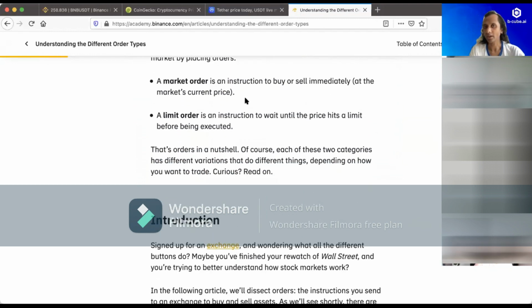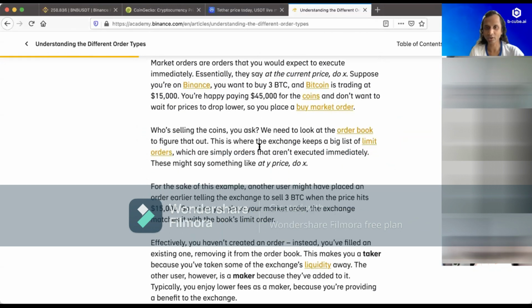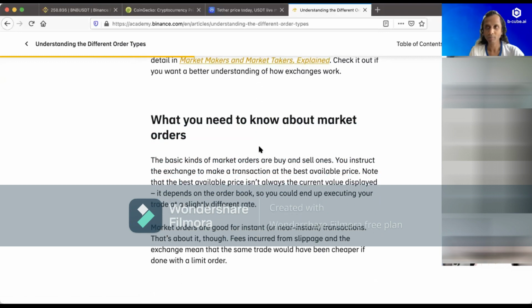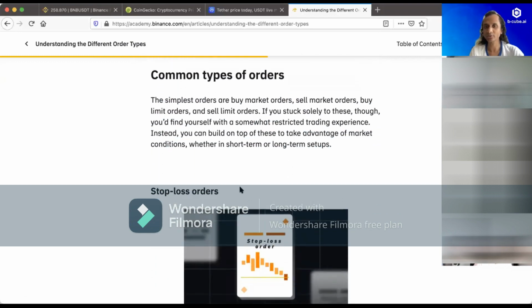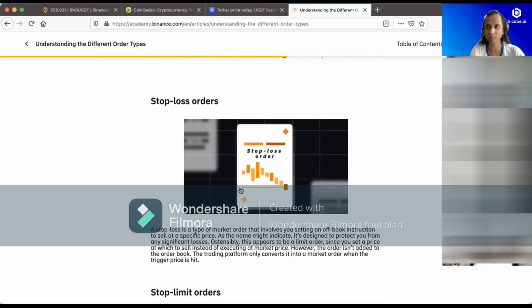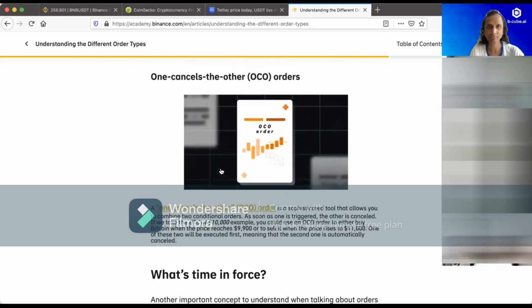They explain what a market order is, what a limit order is, what we discussed now, and the difference between market orders and limit orders. They give some examples also. And also common types of orders, like stop loss orders. This one I will keep for next time. Stop limit orders also I will keep for next time.